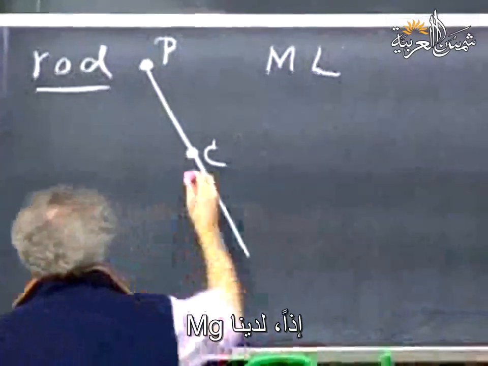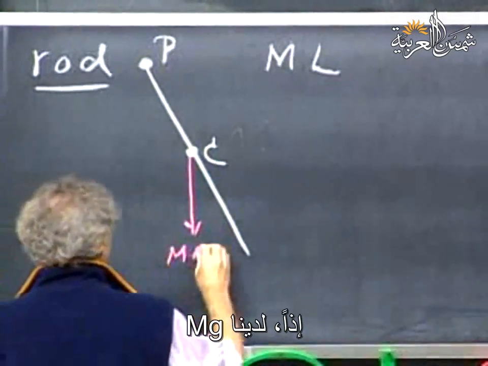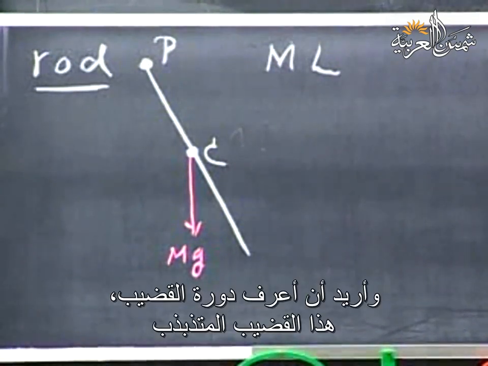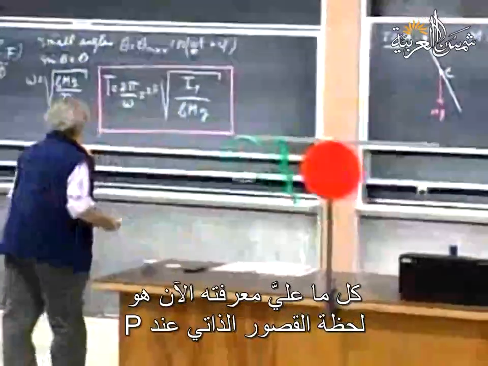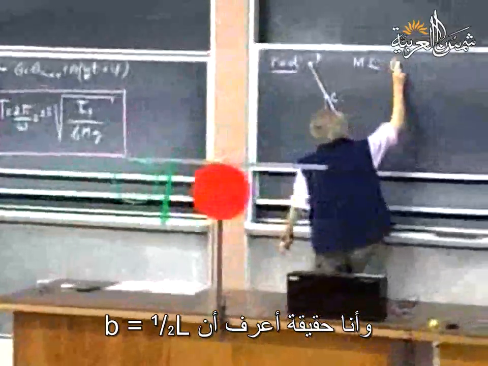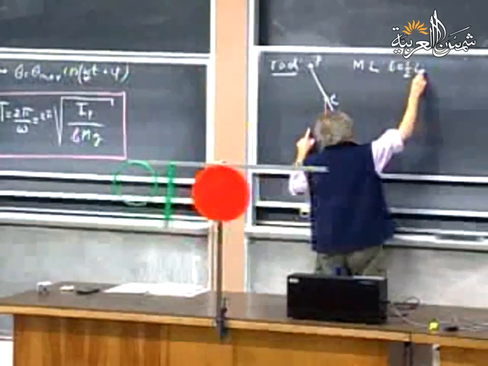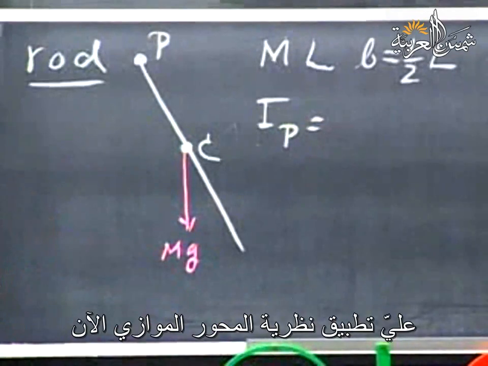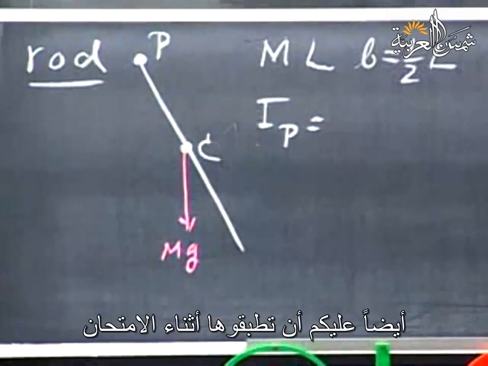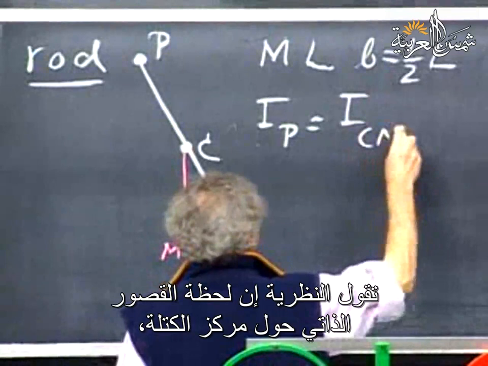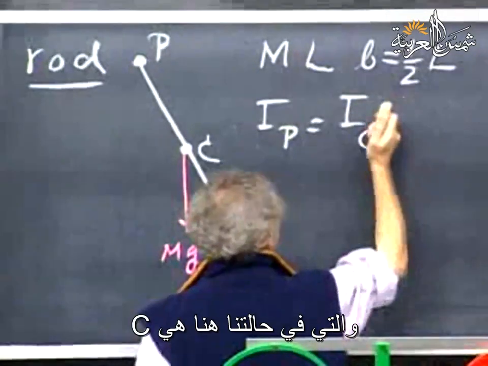So we have here mg, I don't have to worry about this anymore. I simply go to this equation, and I want to know what the period is of this oscillating rod. All I have to know now is what is the moment of inertia about P, and I know already that b in that equation equals 1/2 L. So what is the moment of inertia of oscillation about point P? I have to apply now the parallel axis theorem, which you also had to do during the exam, which says it is the moment of inertia of rotation about the center of mass, which in our case is C.